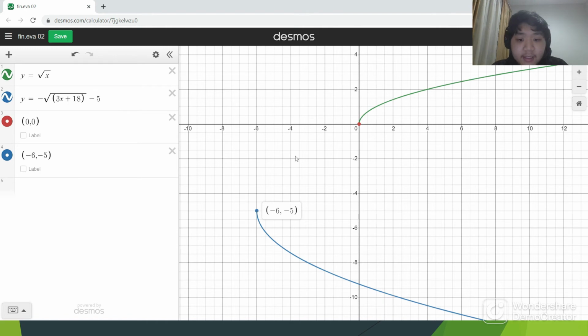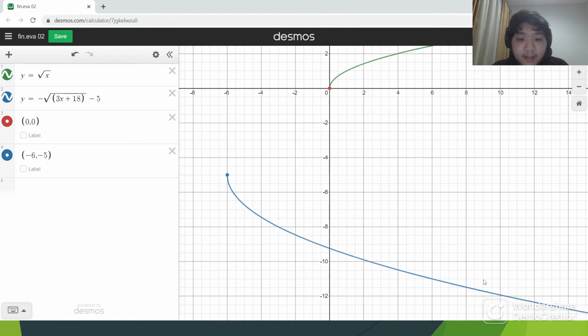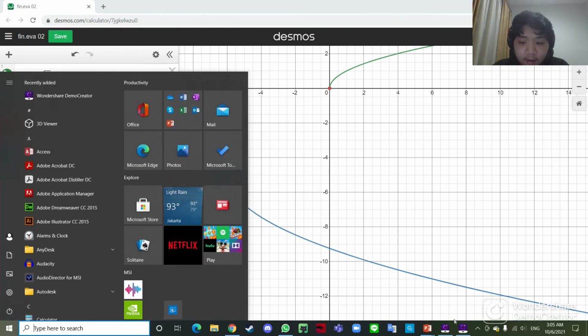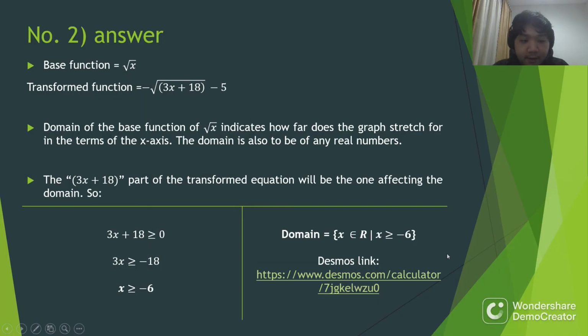The domain itself will expand to the right. So any number that is greater than or equal to negative 6 is the domain for the transform function. Hence why I say the domain is any real numbers and x will be greater than or equal to negative 6. Okay, so moving back to the PowerPoint.